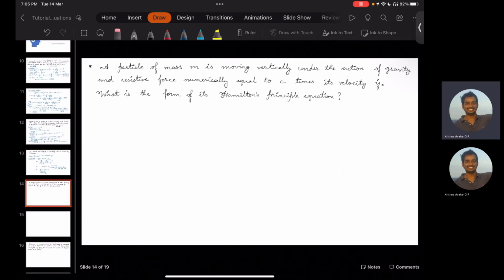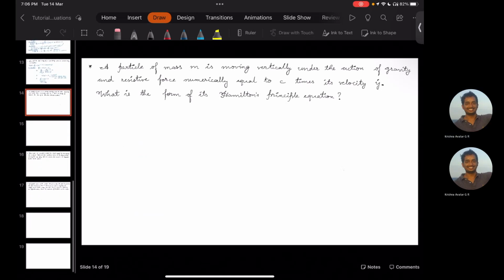Now let's move to another problem here. A particle of mass m is moving vertically under the action of gravity and a resistive force numerically equal to c times its velocity y dot. It asks what is the form of its Hamilton's principal equation?